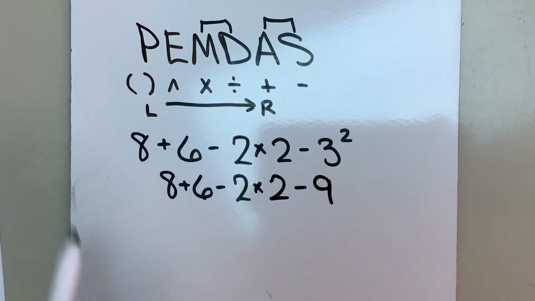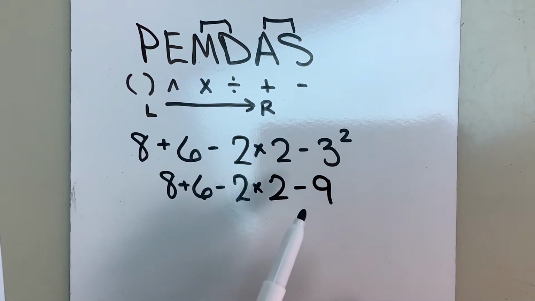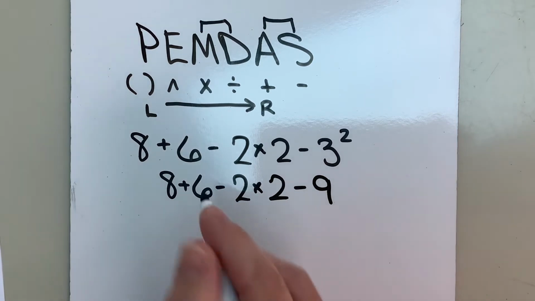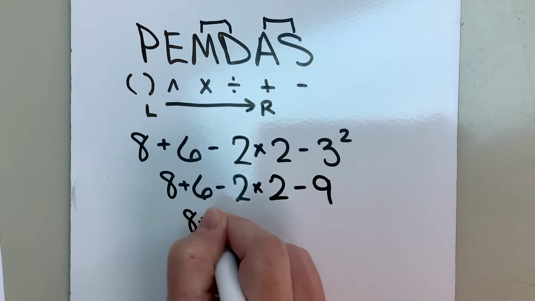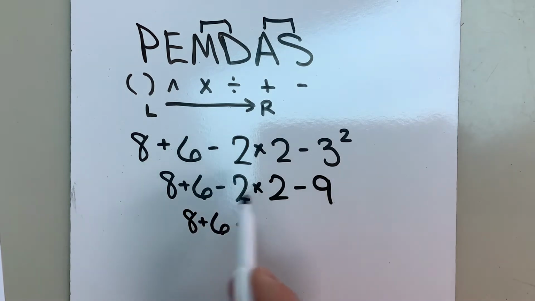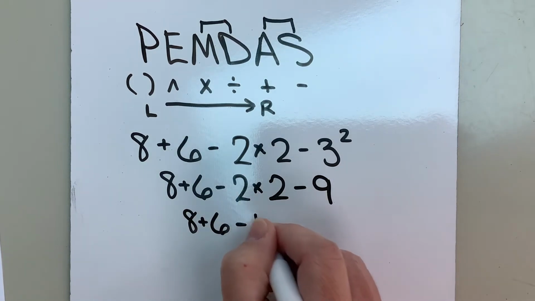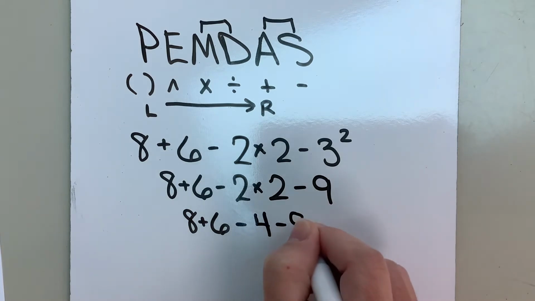And then we start at the beginning again. Do we have any parentheses? Do we have any exponents? Do we have any multiplication? And there we do. So now we're going to keep the 8 plus 6 minus, but now 2 times 2 is 4, and then we have the minus 9.